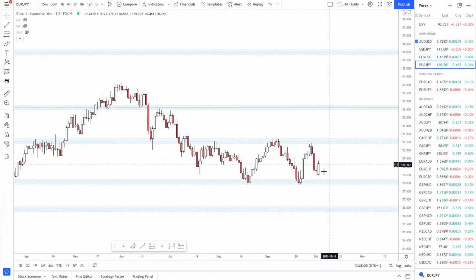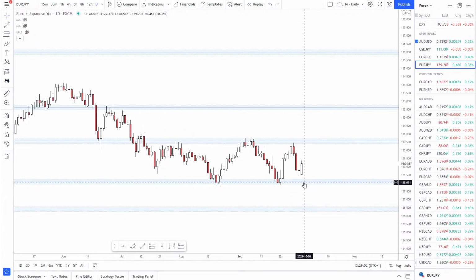So that hasn't changed since the end of last week. If it moves down to the support area, I'll be looking for a long. It hasn't moved down yet. It's already turned around, but let's see if it manages to move down to that support and we can play that range.